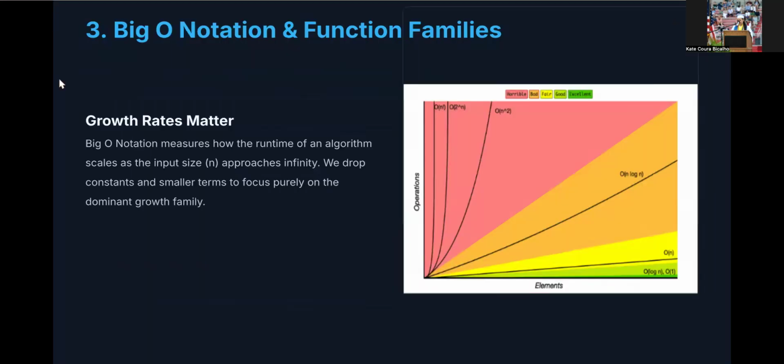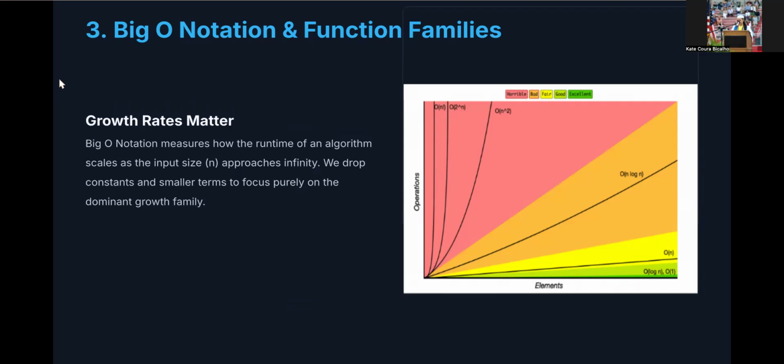There we go. So now we're going to get into big O. Alrighty. Big O notation measures how the runtime of an algorithm scales as the input approaches infinity. Essentially the goal of big O is to represent how efficient a function is based on the input size n. We usually drop the constants and the smaller terms and focus purely on the dominant growth family, which gives us a couple of different runtimes that we're going to focus on in this course, and I will write them out on the board right now. We're going to start with O of 1, constant runtime. Then we have O of n squared.